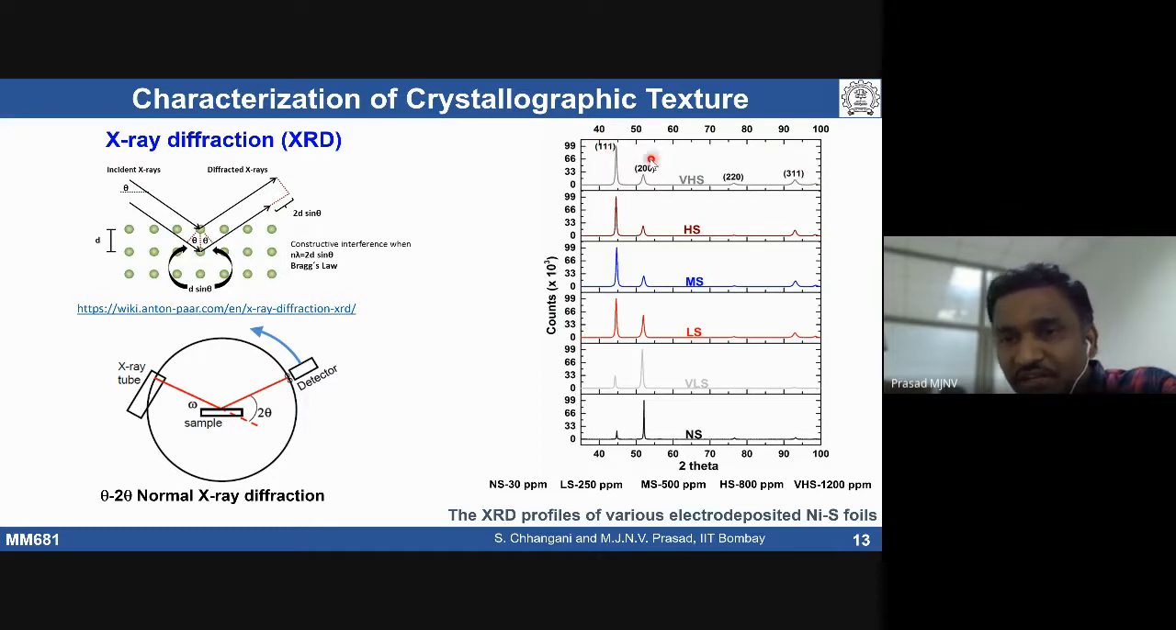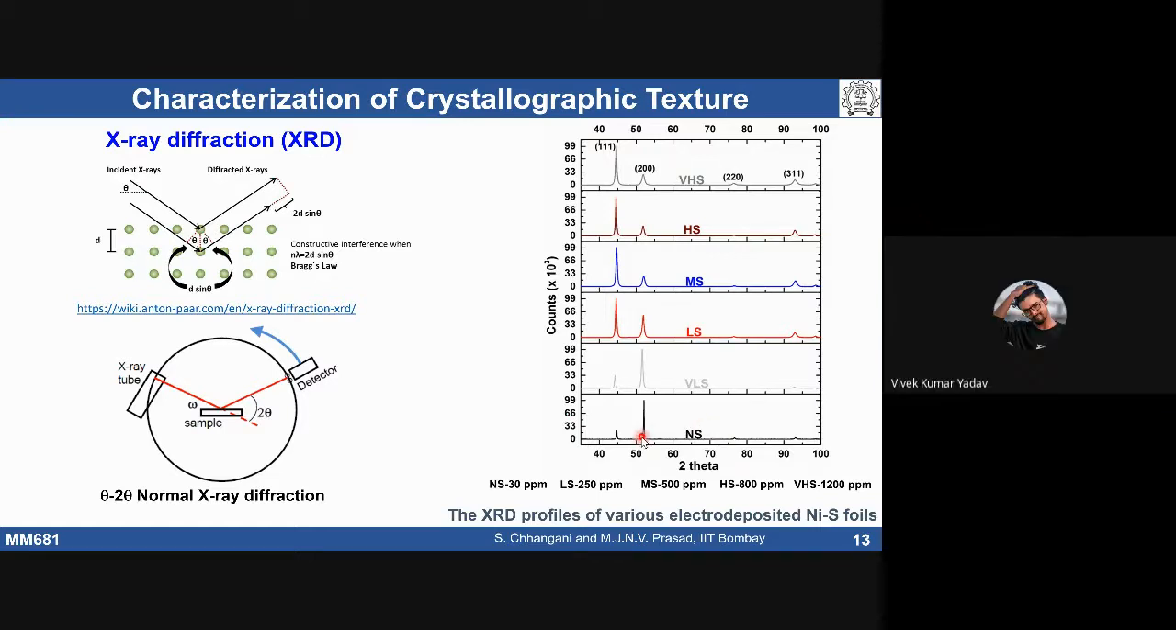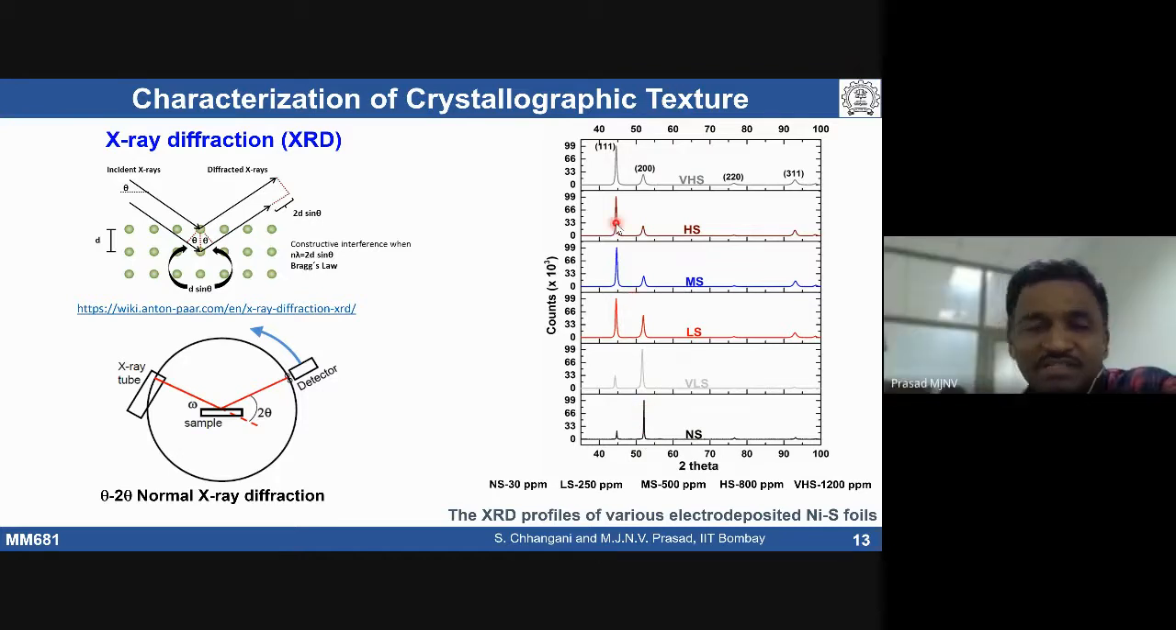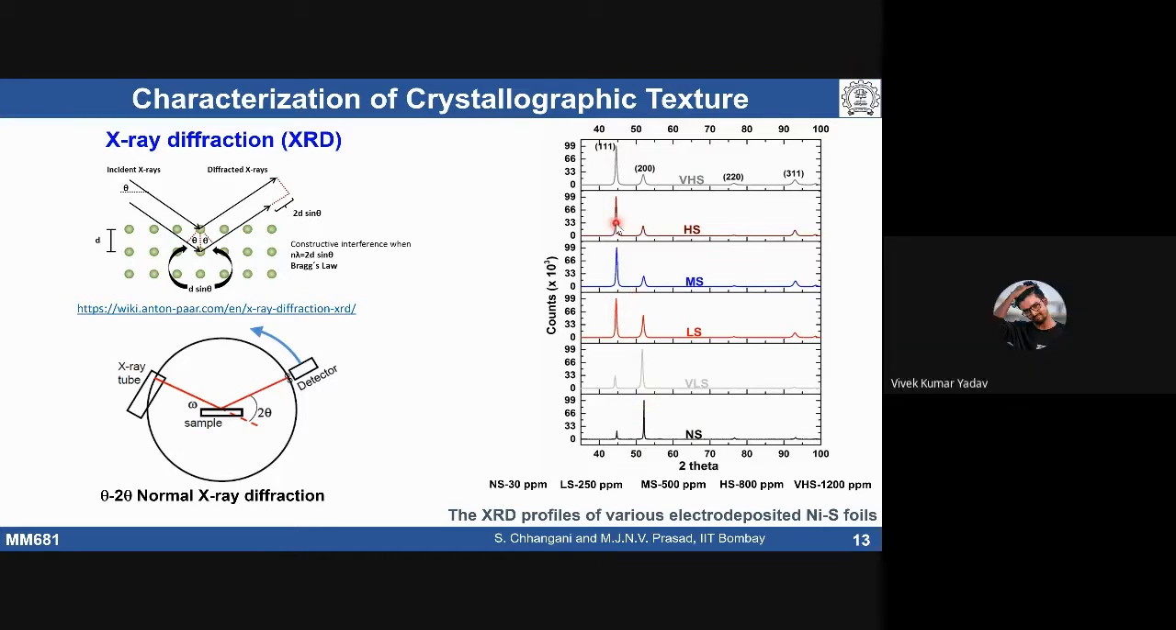So look here. The 200 peak is initially stronger. The moment you add more and more sulfur, what happened? The 200 peak intensity has come down and the 111 peak intensity has increased. What does it indicate, can anybody say? What does it mean here? With some alloying, is there a change? Now what does it mean actually? Sir, the intensity or the height of the peak depends on the atomic position.